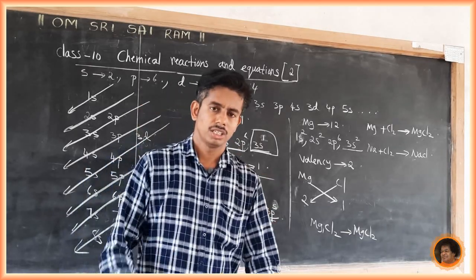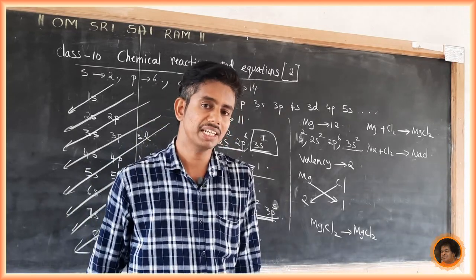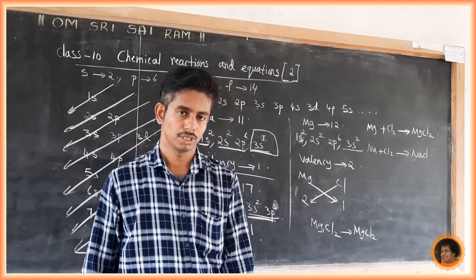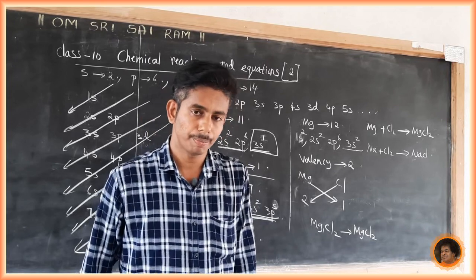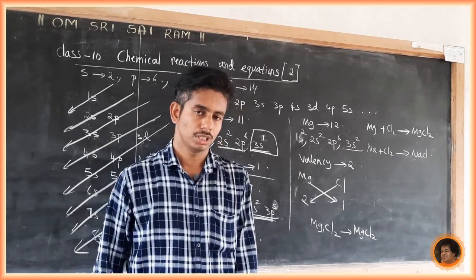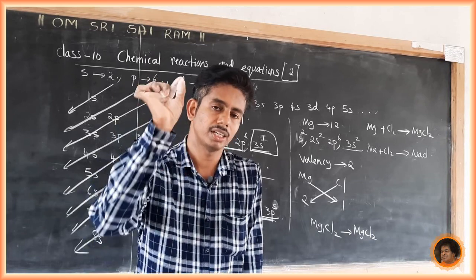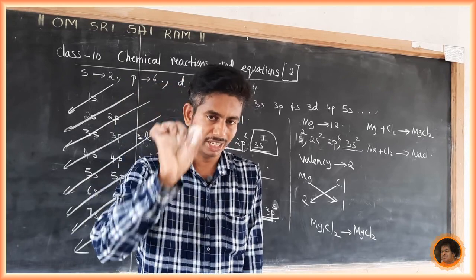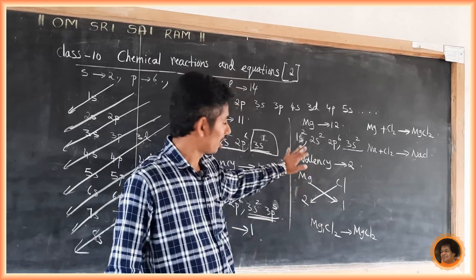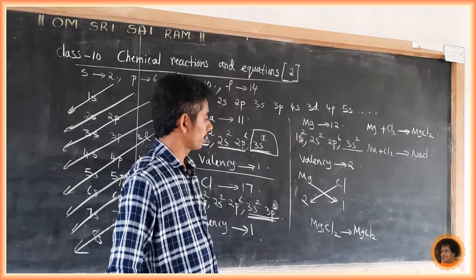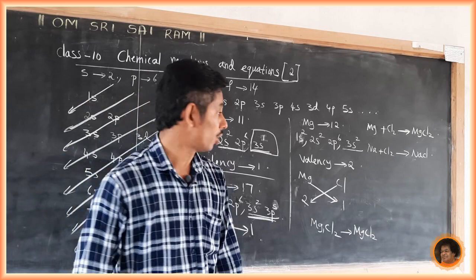From this, there is a homework. Write the chemical equation for the reaction between magnesium and oxygen. Write the atomic number, then electronic configuration, valency. From this, write the molecular formula. After the molecular formula, write the chemical equation. So, this is homework. In the next class, we can discuss how to balance the equation.